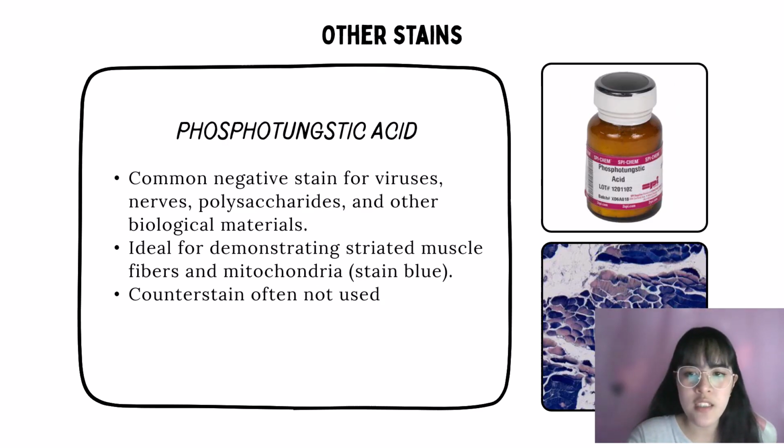Then we have phosphotungstic acid. It is a common negative stain for viruses, nerves, polysaccharides, and other biological tissue materials. This is an ideal stain for the demonstration of striated muscle fibers and mitochondria, which stain blue. A counterstain is often not used.